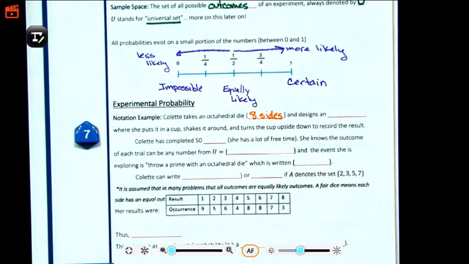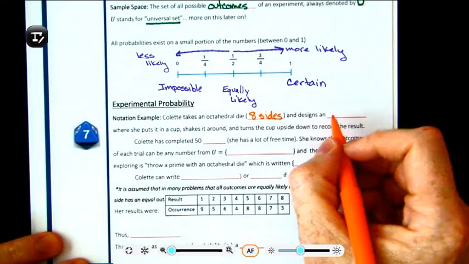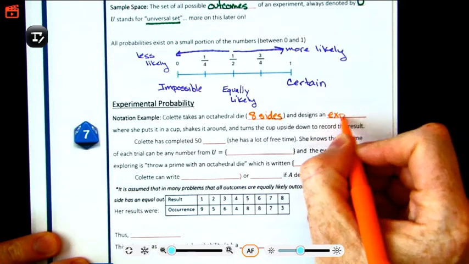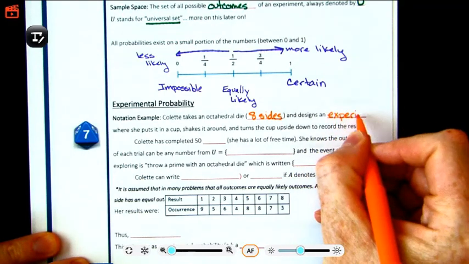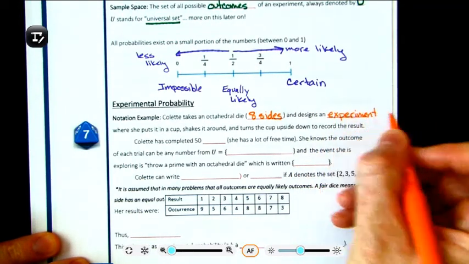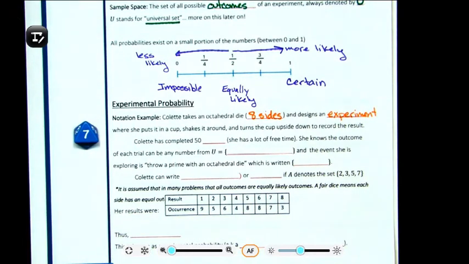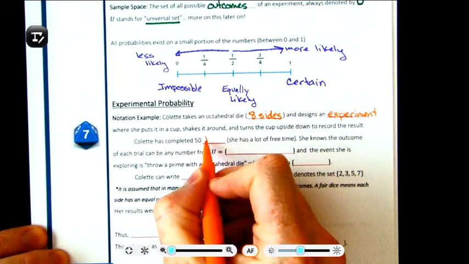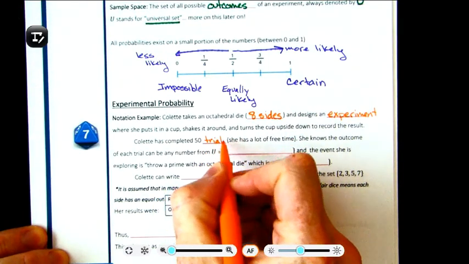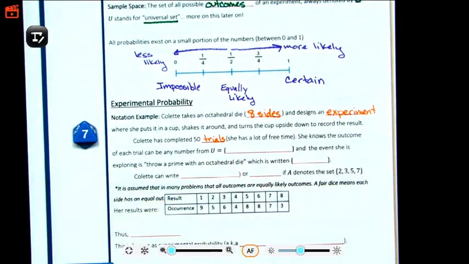And she designs an experiment where she puts it in a cup, shakes it around, and turns the cup upside down to record the result. Because she's bored. I don't know why she would do this. Colette has completed 50 trials, because obviously she has a lot of free time. 50 trials, just at her house, shaking these things up.